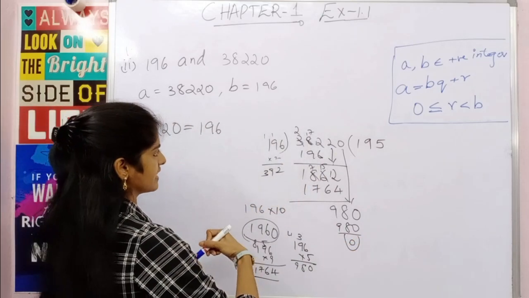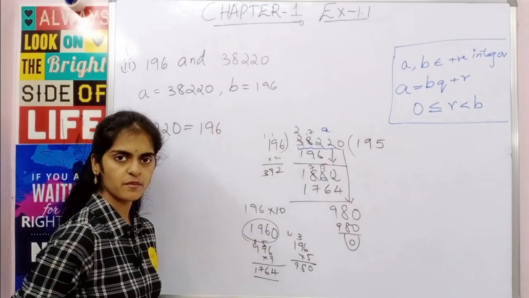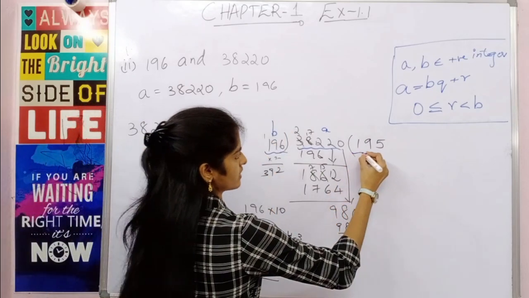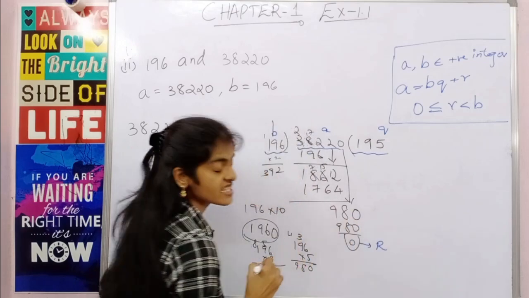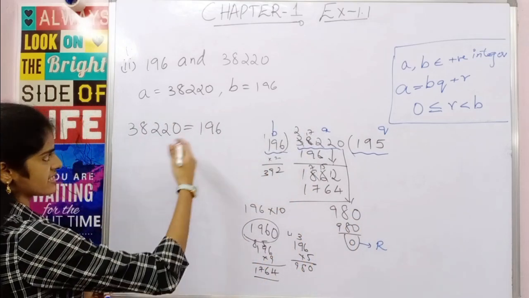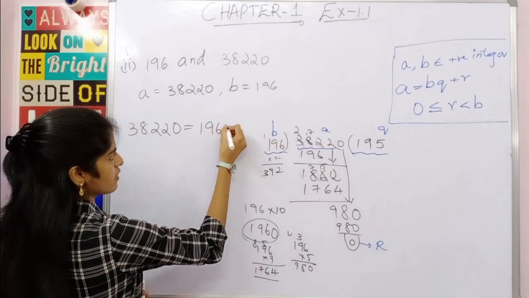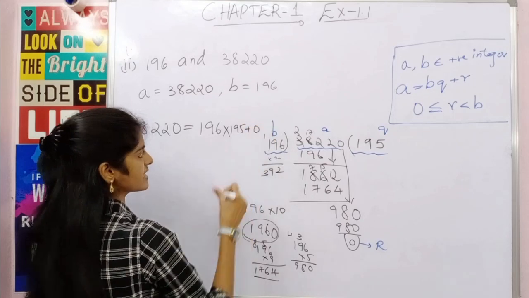Now just look here. This 38,220 is nothing but the dividend A. This is the divisor B. This is the quotient Q, and the remainder you got is 0. So let us write here: 38,220 is 196 into the quotient 195, and the remainder is 0.